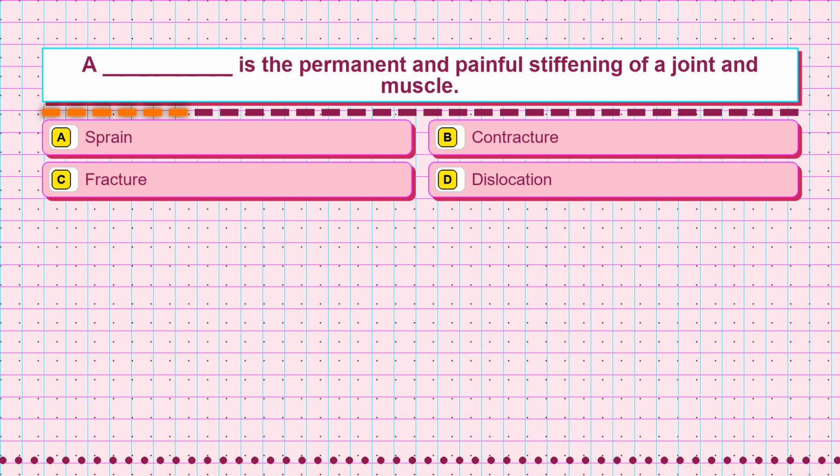Question 39. A blank is the permanent and painful stiffening of a joint and muscle. Option A, a sprain. Option B, a contracture. Option C, fracture. Option D, dislocation.